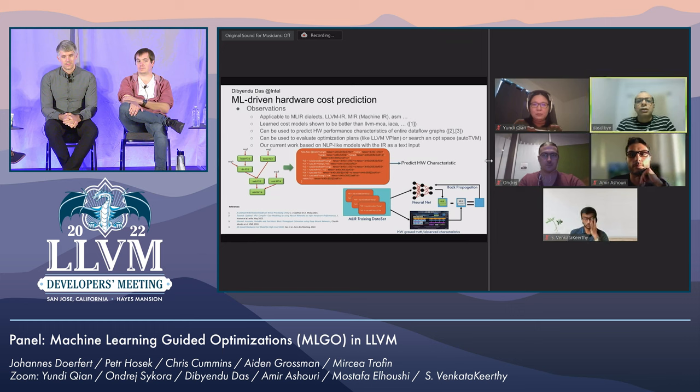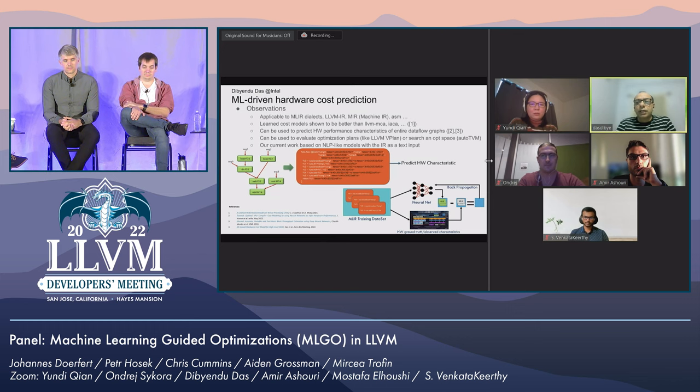Currently, we are looking at NLP-like models. We have experimented with Conv1D, with Maxpool and things like that. But we can go into LSTMs or transformers. The plan is to use this to evaluate optimizations, let's say something like VPlan or loop unrolling and inlining and things like that, or to search an optimization space like it happens in AutoTVM.